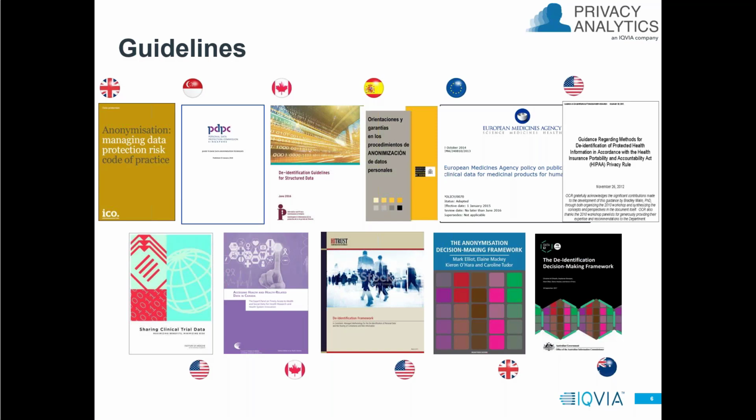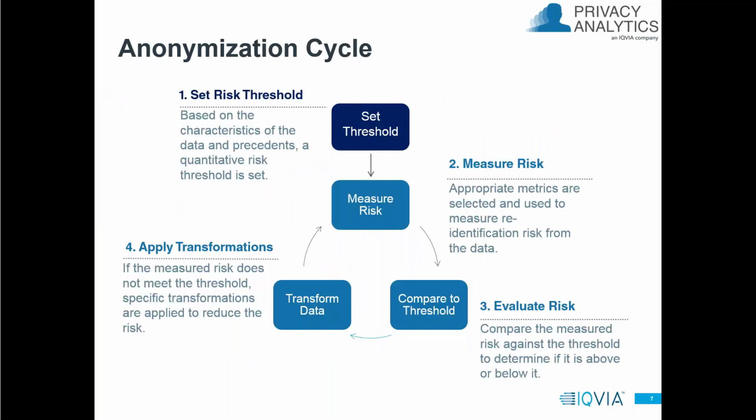The European Medicines Agency Policy 70 guidelines for the de-identification of clinical trial data do recommend a risk-based approach to anonymization, and Health Canada has published their final guidelines, which also describe a risk-based approach to de-identification. And this is for clinical trial data, for Health Canada's regulation on clinical trial data sharing.